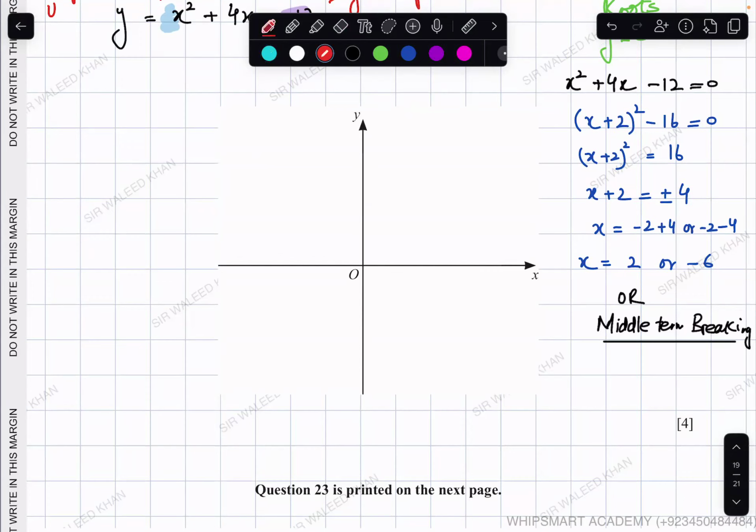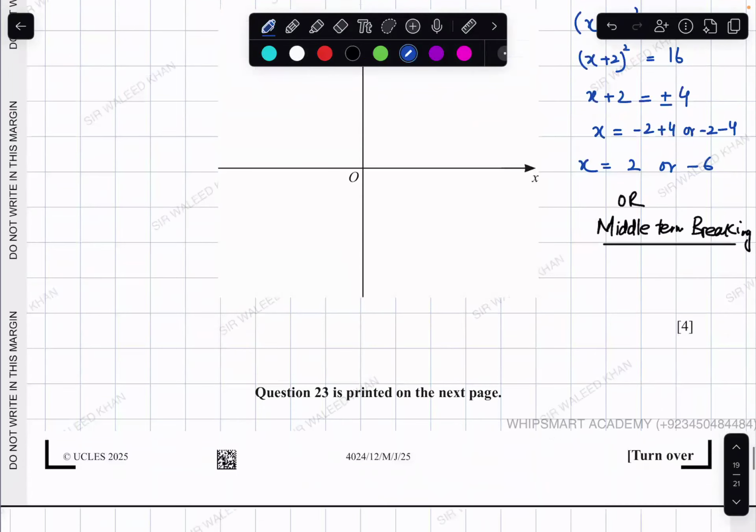And this one, they have given a mark for this one. What will happen to this mark? That's gone. So you have to check your marking scheme for that as well. Therefore, do not give any chance to the examiner to deduct your mark. In middle term breaking, I can do it the same way.